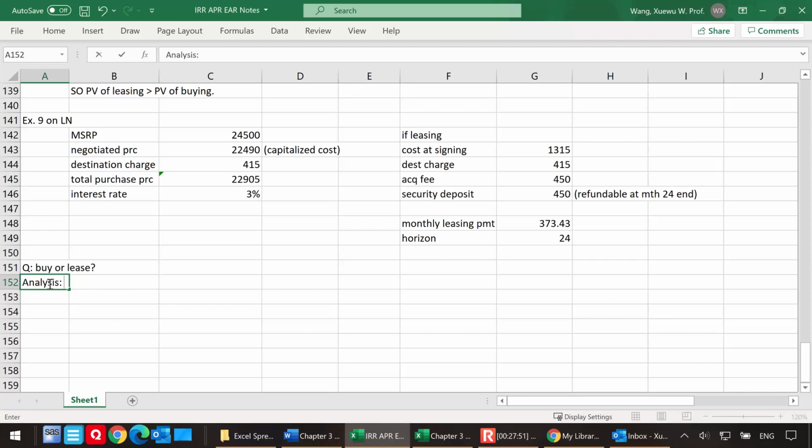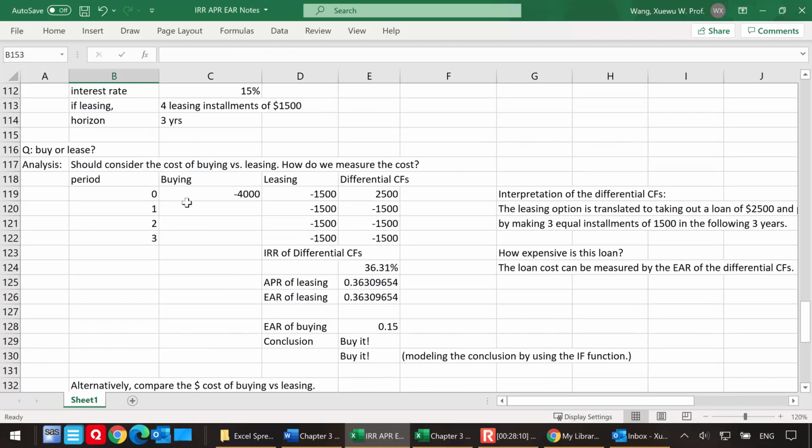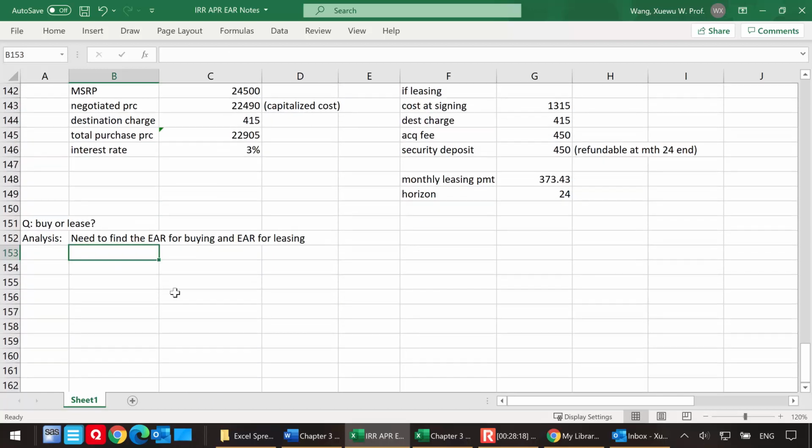So what's the analysis here? The analysis is again to compare the leasing option to the buying option. We need to find the IRR for buying and the IRR for leasing. Earlier, in the computer leasing example, we built a timeline and put the two options side by side. Here I'm going to do the same.